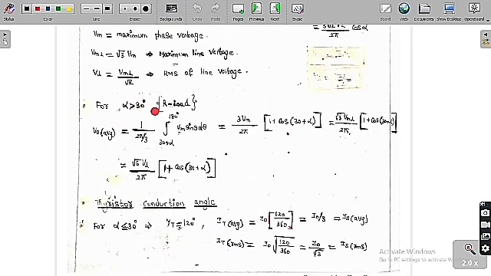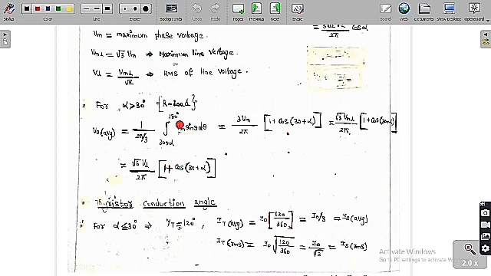For alpha greater than 30 degree, what is going to happen? It is discontinuous conduction mode, only for R load. Only for R load, there will be discontinuous conduction mode. So now I want to find the average value. The average value is simply 1 by 2 pi into 3 times the integration from 30 plus alpha to 180 degree only. We have to go up to 180 degree only. After that it is going to become 0. That is the region 30 plus alpha to 180 degree.